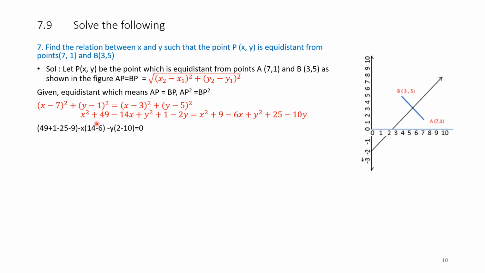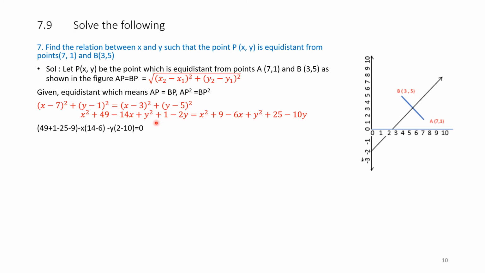Therefore, simplifying, we get, bring all the numerals to one side. See, this x square and this x square get cancelled, right-hand side and left-hand side. Similarly, this y square and this y square get cancelled because both are the same, one on the left side and the other on the right side. If you bring it to one side, the sign changes.